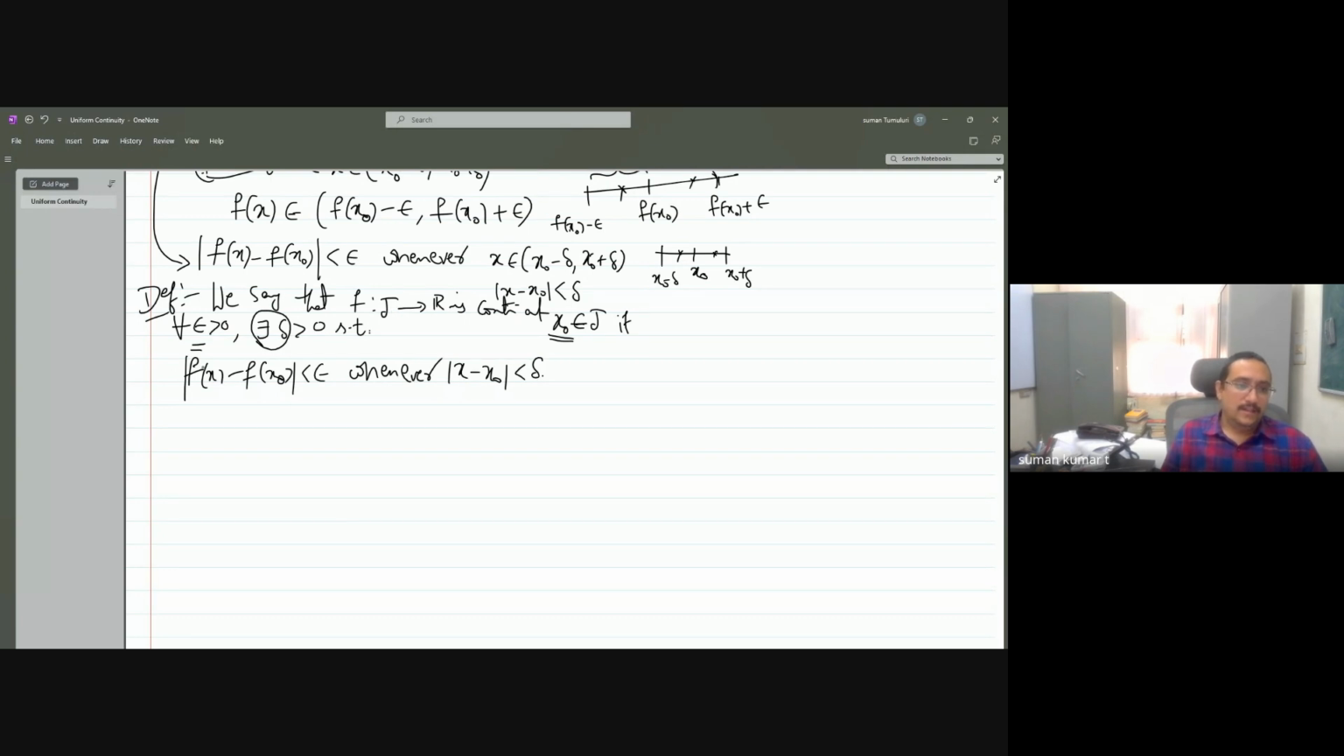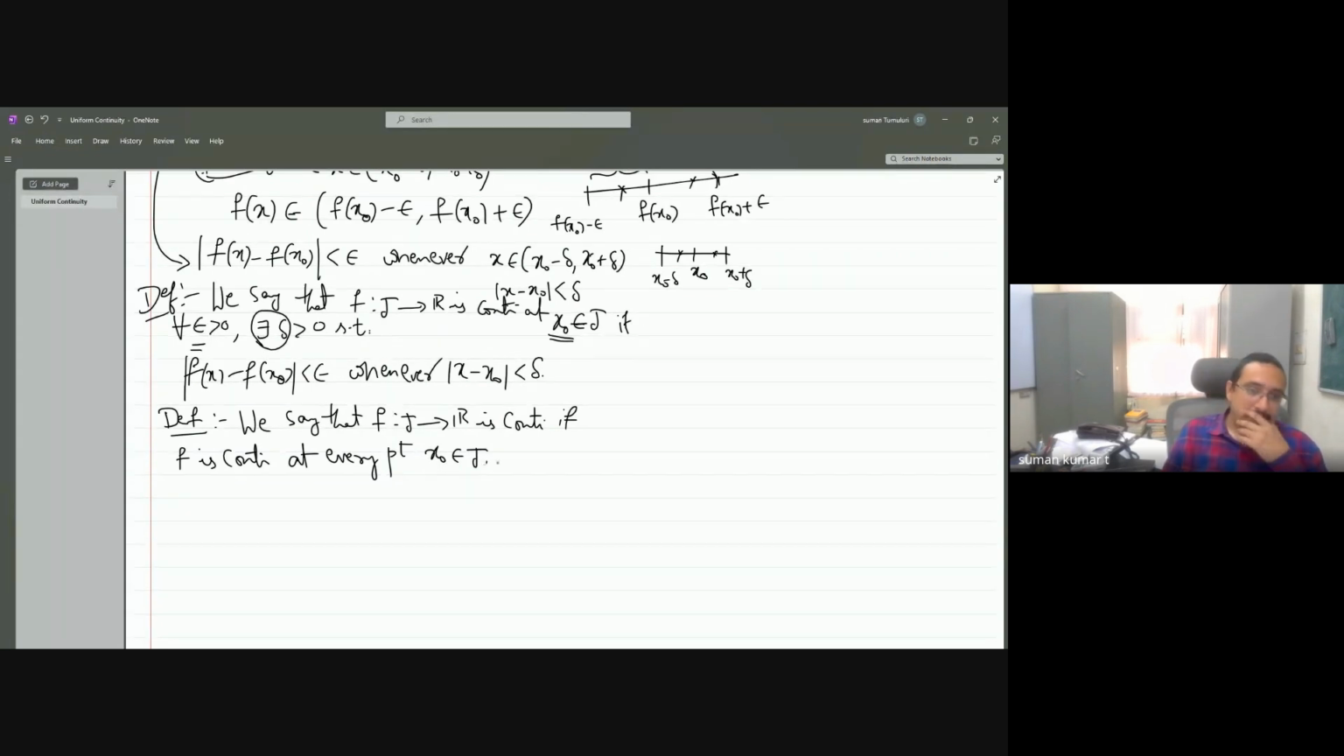Okay. Now I'll write another trivial one. We say that f from J to R is continuous if f is continuous at every point x naught belongs to J. If a function is continuous at every point in the interval, then we simply say that a function is continuous.